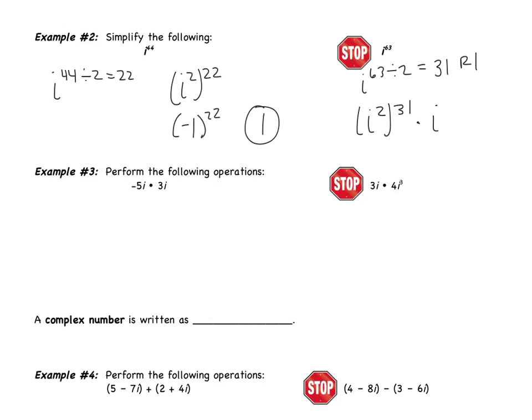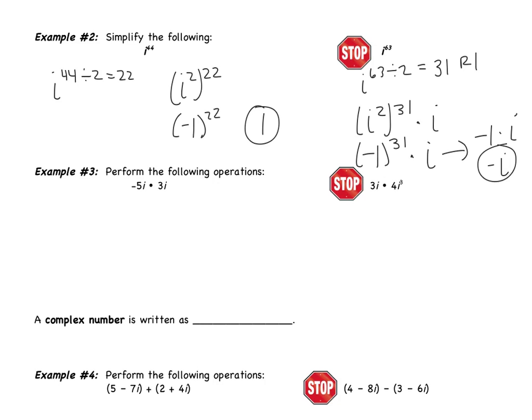Okay, let's see how we did. Now i squared we know is -1. So this is -1 to the 31st power times i. -1 to an odd power is -1. So this is -1 times i, which is just -i. If you got that right, good job. If not, that's okay. You're going to have time to practice it tomorrow.